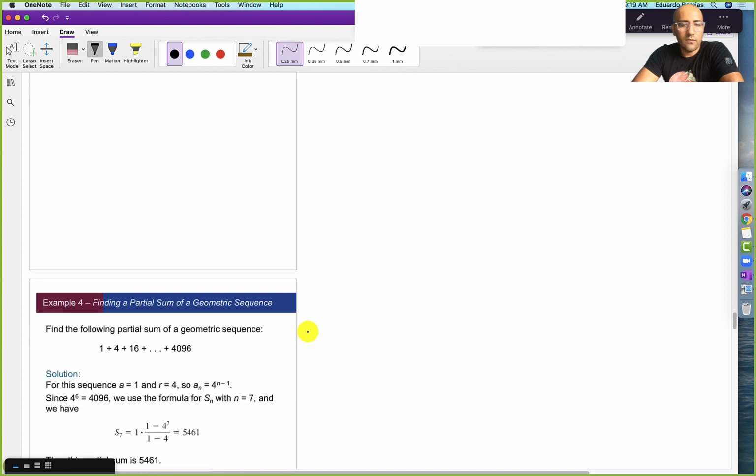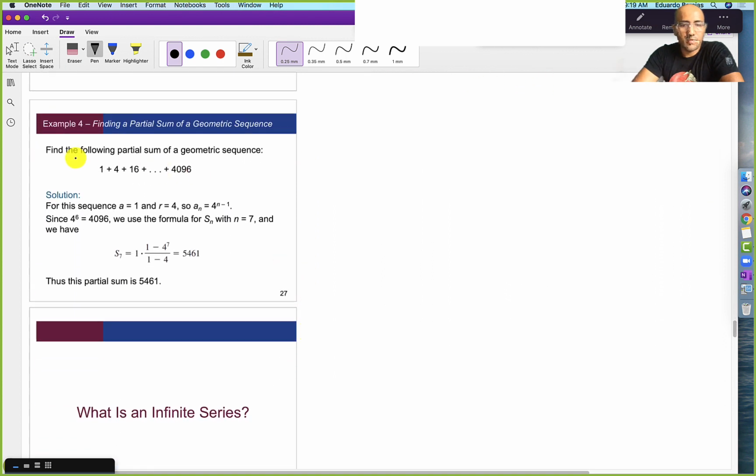Okay, so let's see what the author did. Probably something very similar. So here is the sequence, noting that a is 1, the common ratio is 4, and then from that you can get the closed formula, 4 to the n minus 1. Then 4 to the 6th power equals 96, so that's how we were able to figure out that n is equal to 7. Plug it into this formula and you get the same answer, 5461. Questions?